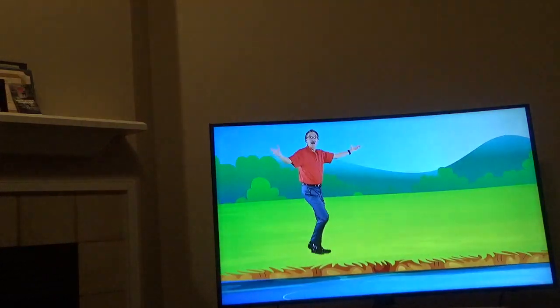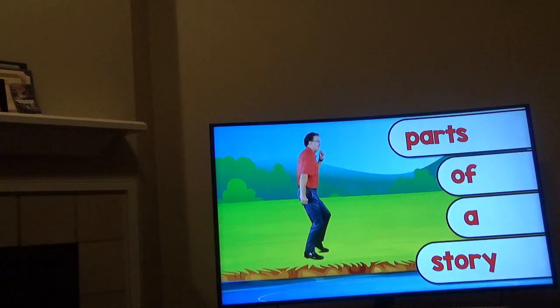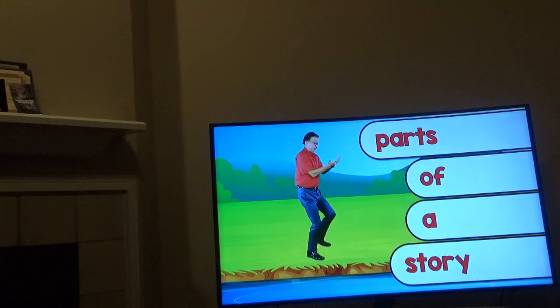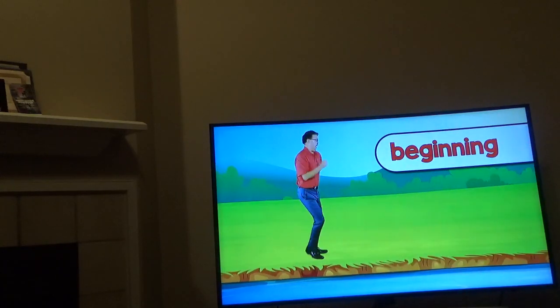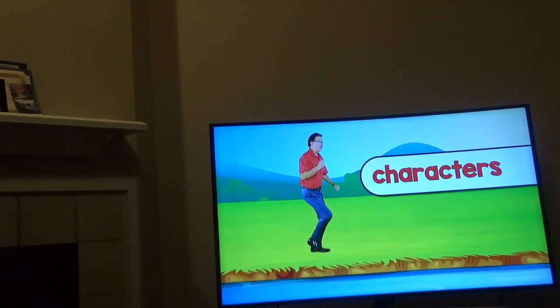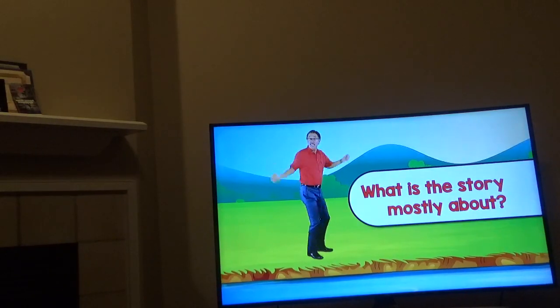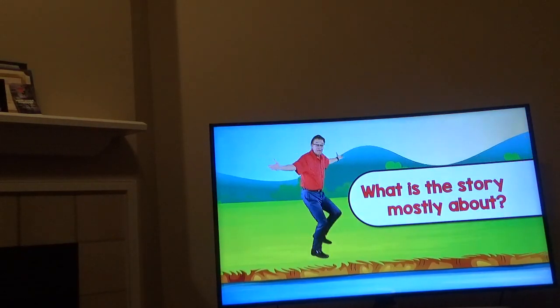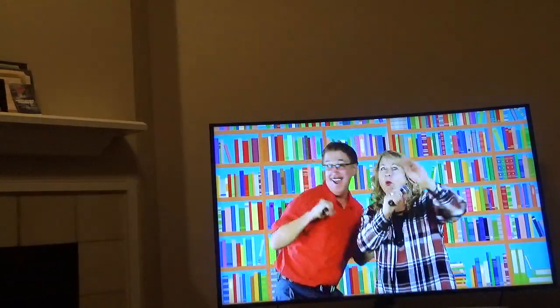Let's sing about the parts of the story. Keep them on your mind as you read and write. Beginning, middle, end, characters and setting, and what is the story mostly about? What's that story about? Who's in it? When and where did it happen? How did it begin? What about the middle? End of story.